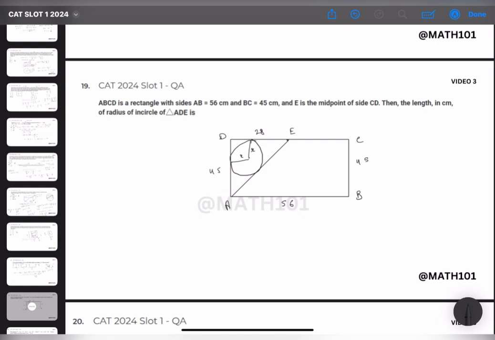So we will find the length AE. AE equals under root of 45 square plus 28 square by Pythagoras theorem. So that turns out 2025 plus 28 into 28 is 784, to the power 0.5. So it's equal to 53. AE is 53.